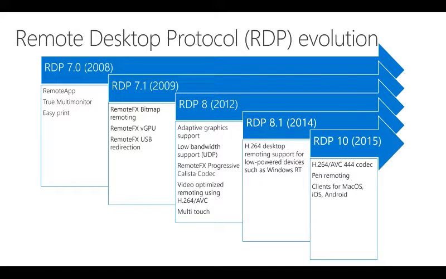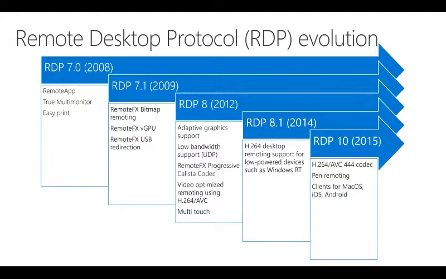with Windows 8, when we added UDP support for the protocol as a transport, and we actually switched most of the remote graphics to UDP. When we added the progressive Calista codec, where you deliver images with a low resolution, and then when the movements have stopped, when pictures on the screen have stopped, we update the picture with the high quality resolution. With RDP 8, we added support for multi-touch.